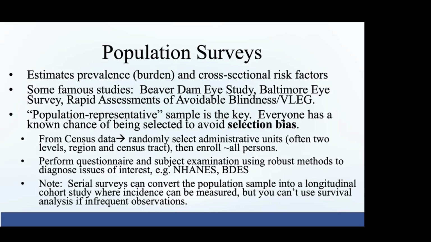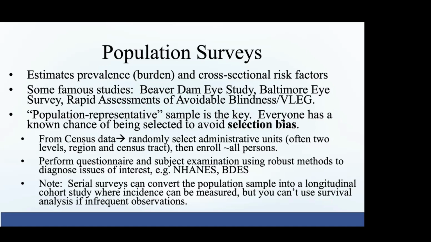It's important that these be population representative studies. So if you just go looking around your tertiary uveitis clinic, you're not going to get a very representative sample for the population. A population representative sample is one in which everyone has a known chance of being selected to avoid selection bias. Usually we use census data and randomly select administrative units and then enroll all persons within those units. And we perform some kind of questionnaire and possibly a subject examination using repeatable methods to diagnose the issues of interest.